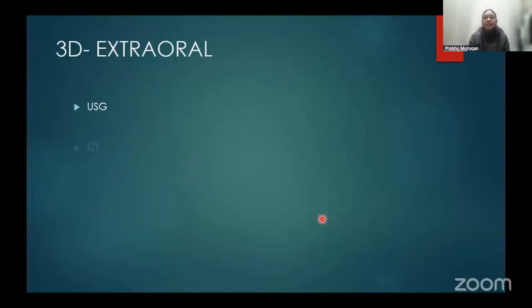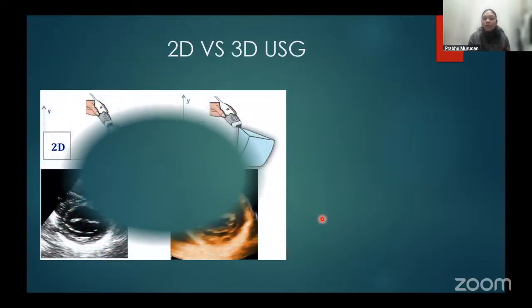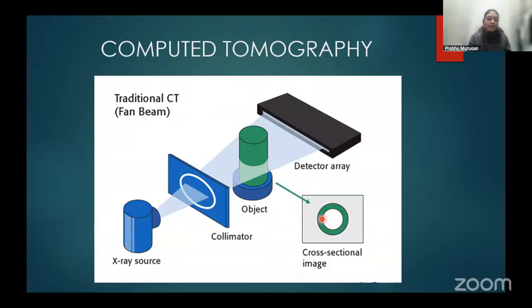So when it comes to your 3D extraoral, we have ultrasound again, CT, CBCT, and MRI. In 2D versus 3D, like I told you, the range of motion is being captured there. And then moving on to CT. CT is also called computed tomography. In case of your CT, you have the patient in between, with the X-ray source on one side and the detector or the X-ray film on the opposite side. These will move synchronously, simultaneously, around the patient, and it will give you a slice of the image. It will go in a spiral motion around the patient.